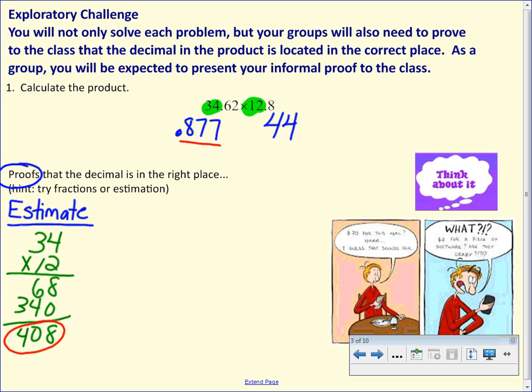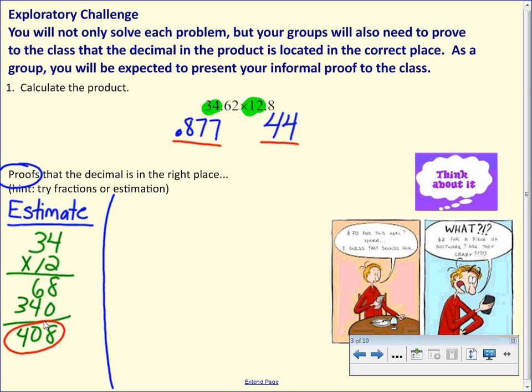Are either one of these products close to 408? No. So it looks like our decimals are in the wrong spot somewhere. So we made a mistake. There's another way that we can check or prove that our decimal is or is not in the right spot. So draw a line here because that proof is over. Now let's try a second proof.